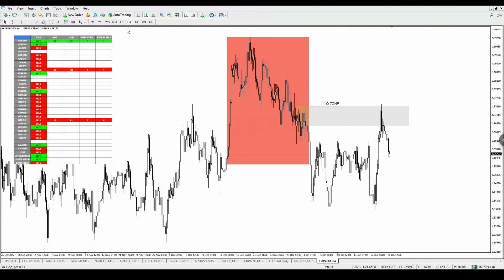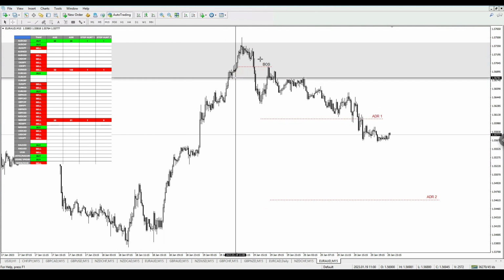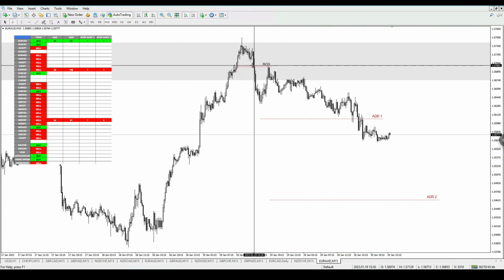Now let's go back down to the 15-minute time frame just so we can see how it looks. When we're on the 15-minute time frame, straight away you can see here price action's got into our liquidity area, and again you've seen a break of structure.